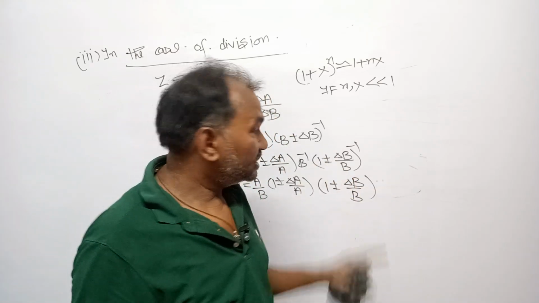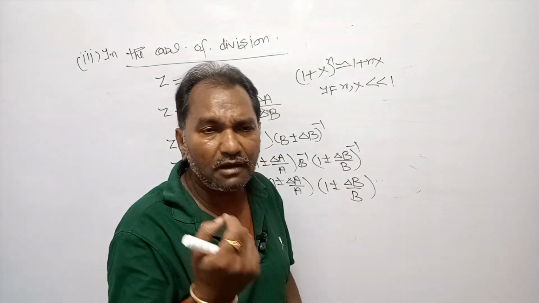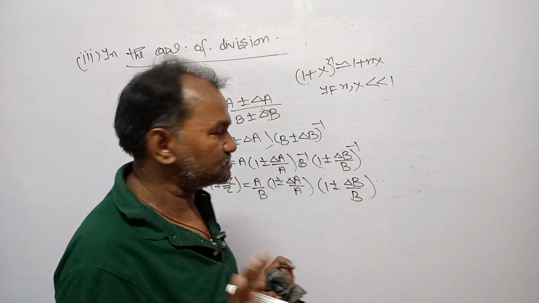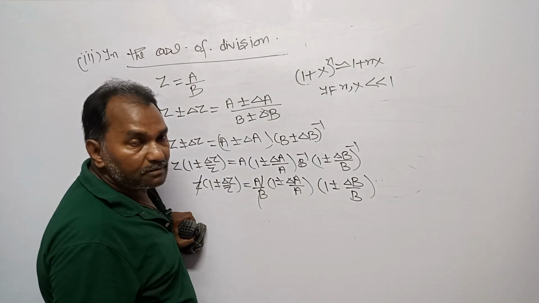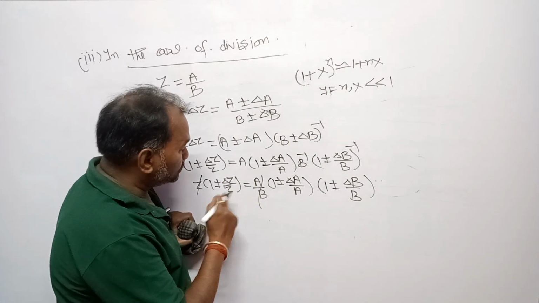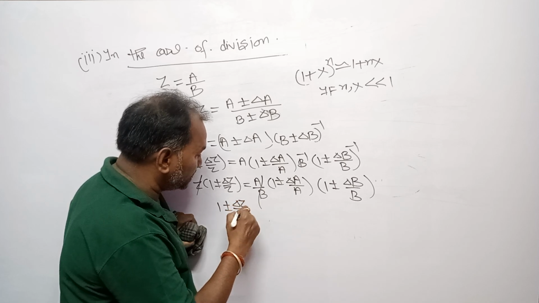If here is a plus, it will become minus. If here is a minus, it will become plus. So again you will get minus plus or plus 1. So I am writing here same. Now A upon B would be cancelled because Z is equal to A upon B. So your formula works out to be 1 plus minus delta Z over Z.